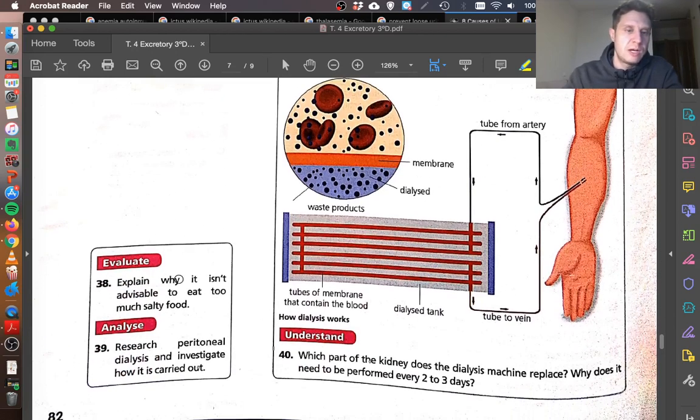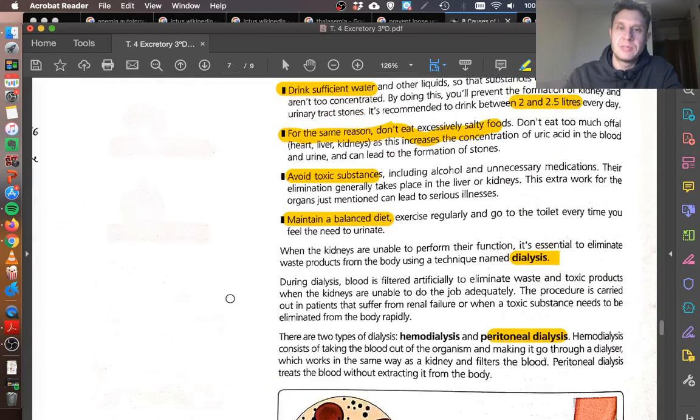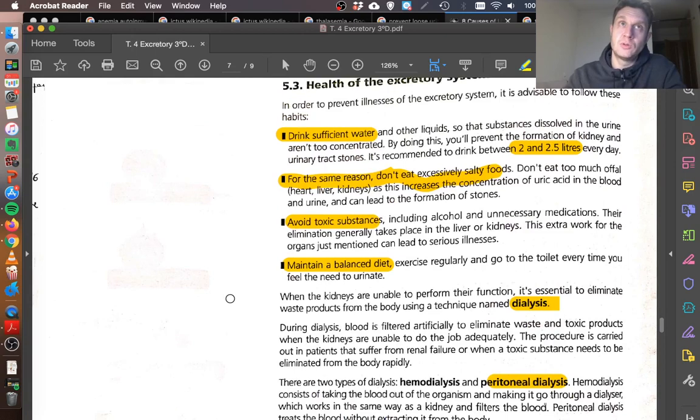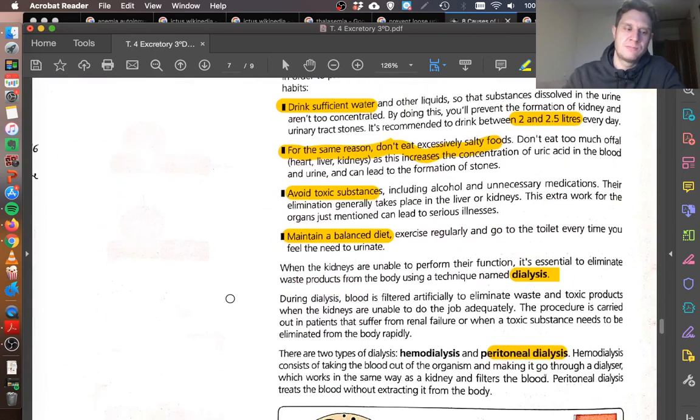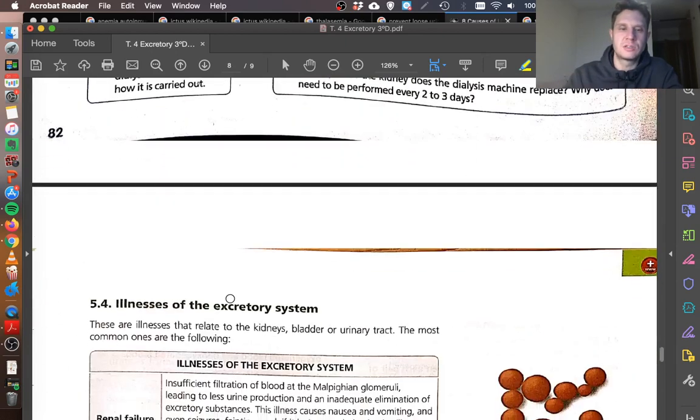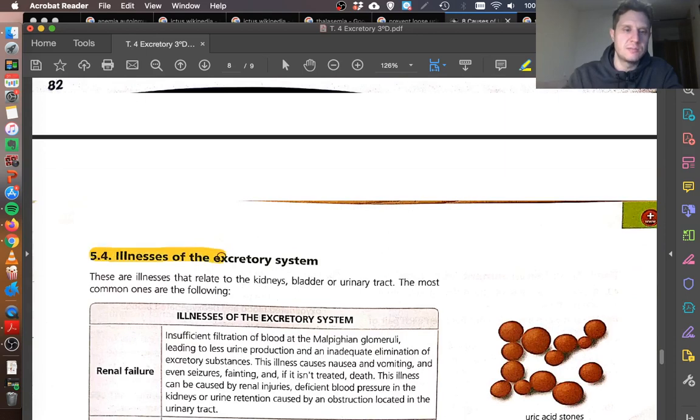Good. Explain why it isn't advisable to eat too much salty food, because the salt is making your blood toxic, and how you get rid of this salt through the kidneys. Yes, the kidneys are going to filtrate. If you are constantly making this filtration go on day by day with a lot of salt, then you can have these consequences. Yes, illness of the excretory system.